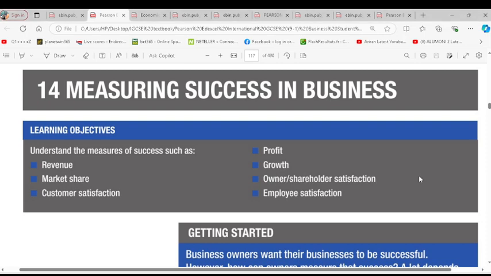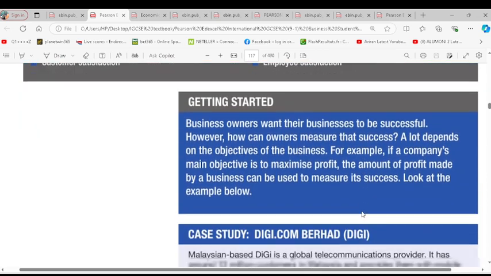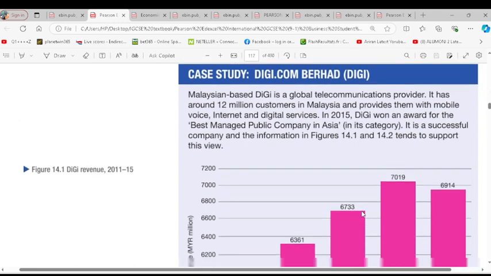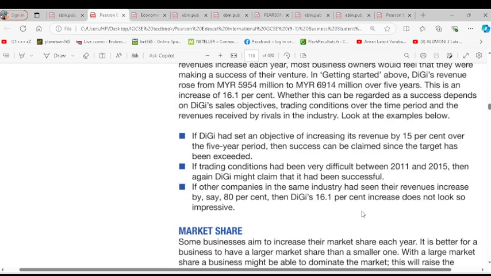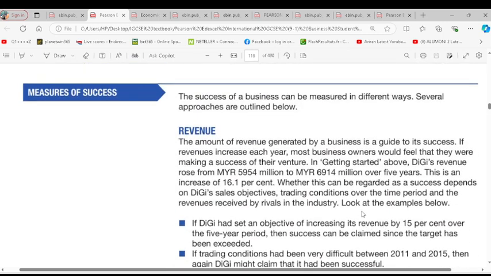Measuring success in business. When you talk about success, it varies, but it only means that the business is doing well, the business is progressing. So how do you measure the success of a business? There are different ways to measure the success of a business. So we start with measures of success.